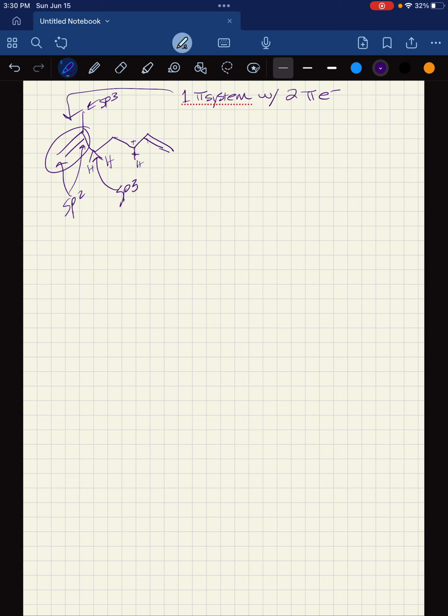Now we have here this positively charged carbon atom. So this is going to be an sp2 hybridized carbon. And then of course both of these are sp2 hybridized. And so when we want to circle our pi system here, we're going to include that sp2 hybridized carbon. Now here again, we have an sp3 hybridized carbon, so we will not include that as part of a pi system. So here we have a second pi system.